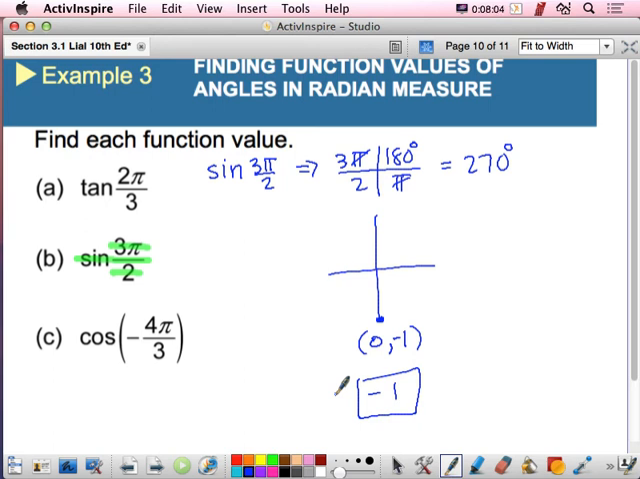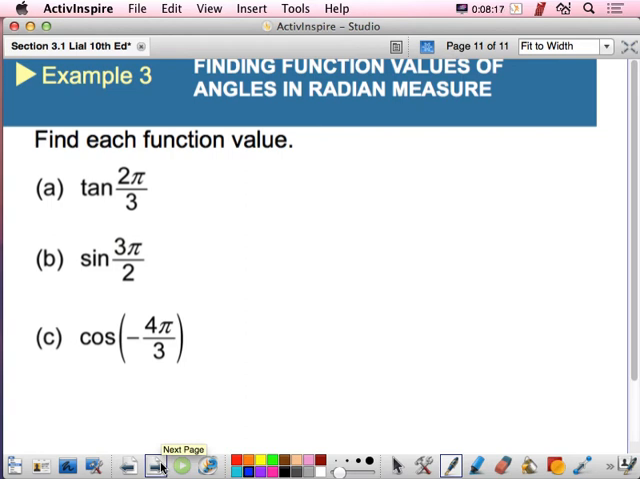Okay guys, we have one more left. Just one more. We can do it. Unfortunately, it's the one that I'm not looking forward to because it's -4 pi over 3. And the negatives always throw a wrench in things. So let's turn to a clean page here, and let's start over with just part C. Cosine of -4 pi over 3.